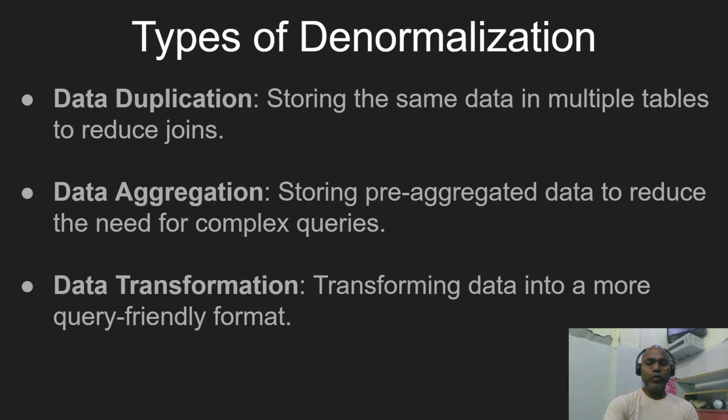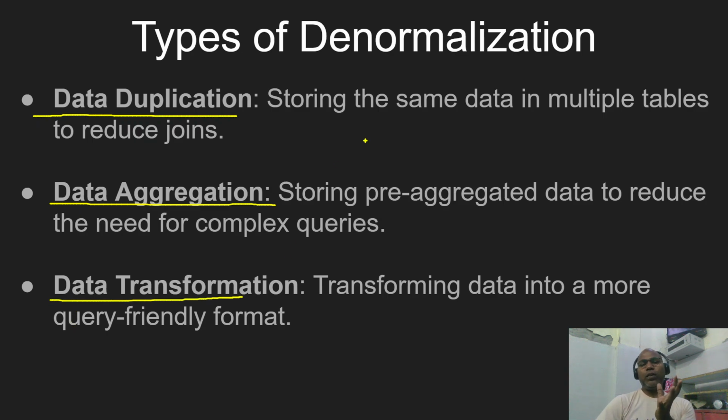During the denormalization process, we have to think about data duplication, data aggregation, and data transformation. These are the techniques. Generally, in denormalization, you store the same data in multiple tables. This is the basic rule, because later we improve the read performance.